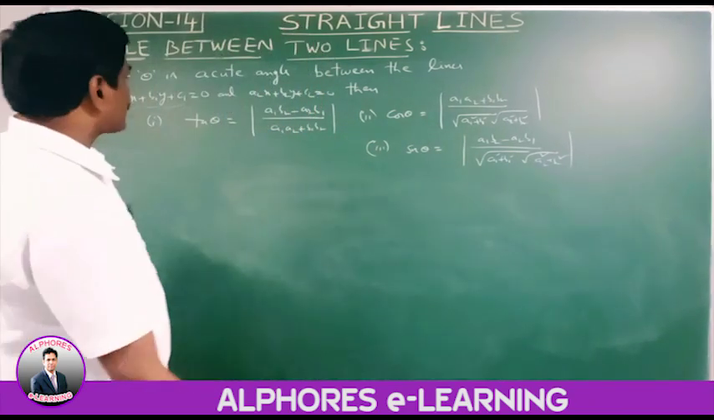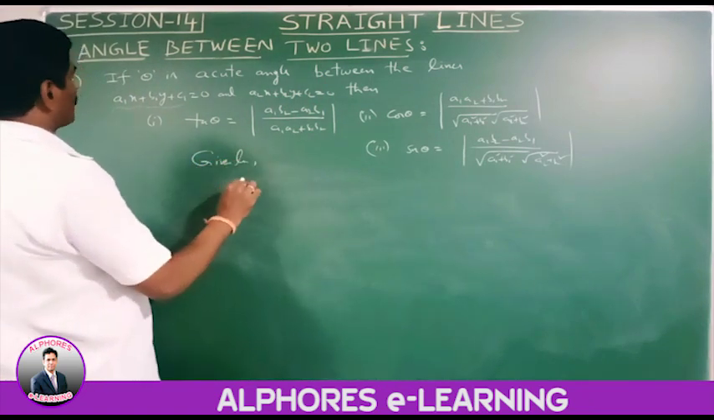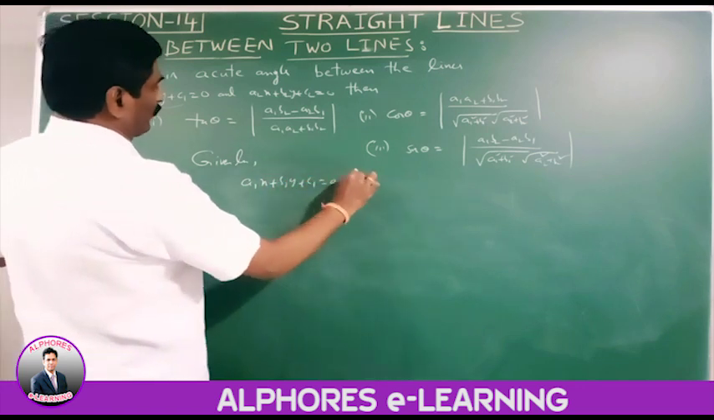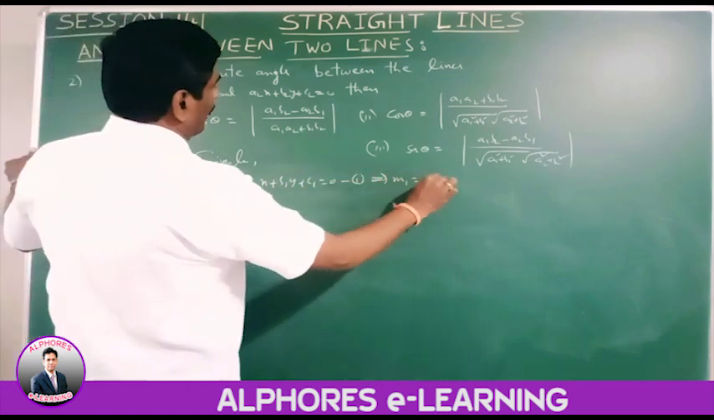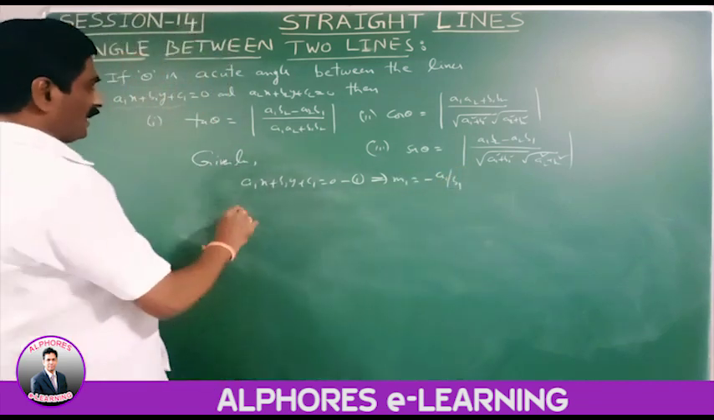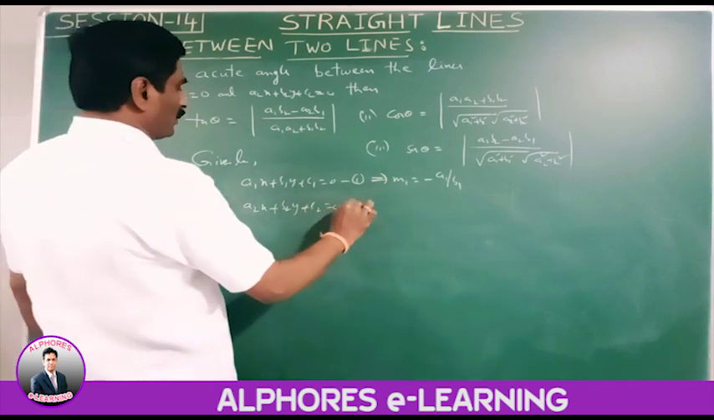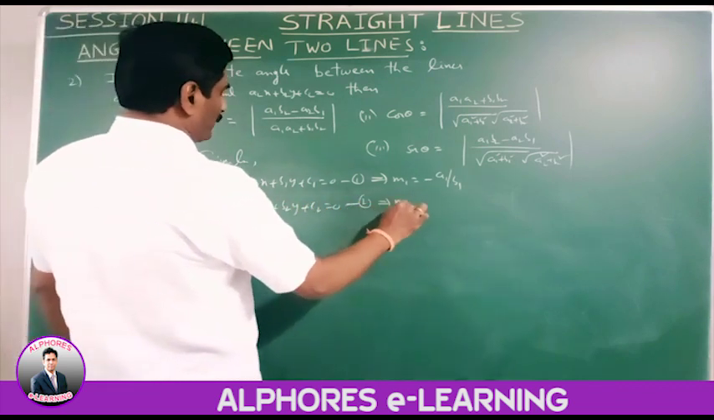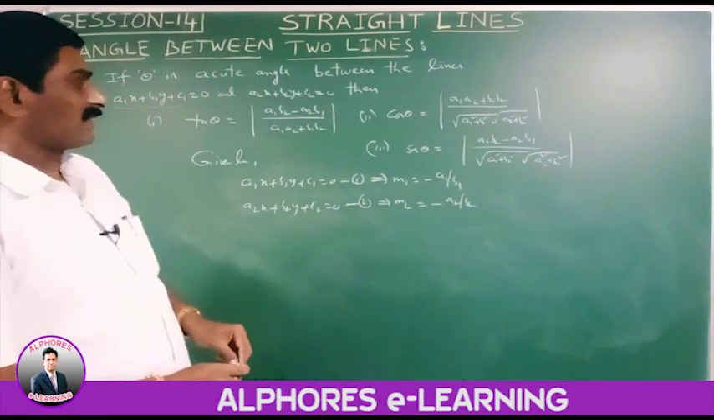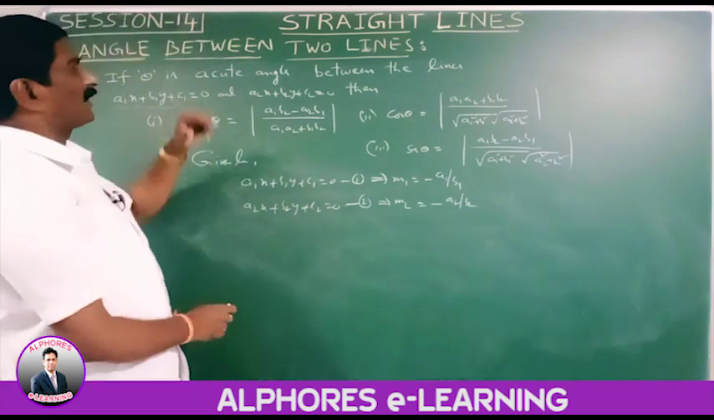What are the given lines? Given lines. First line is a1x plus b1y plus c1 is equal to 0. It is equation number 1. What is the slope of this line? Minus x coefficient by y coefficient. m1 is equal to minus a1 by b1. And the second line is a2x plus b2y plus c2 is equal to 0. It is the second line. What is the slope of this line? Minus a2 by b2. Okay, m1 is equal to minus a1 by b1, m2 is equal to minus a2 by b2. Let theta be the acute angle between the two lines.